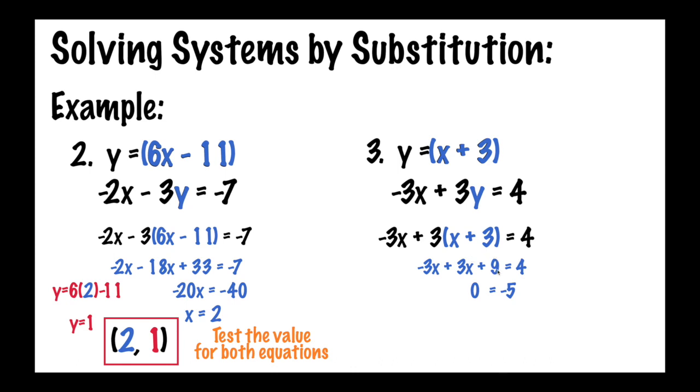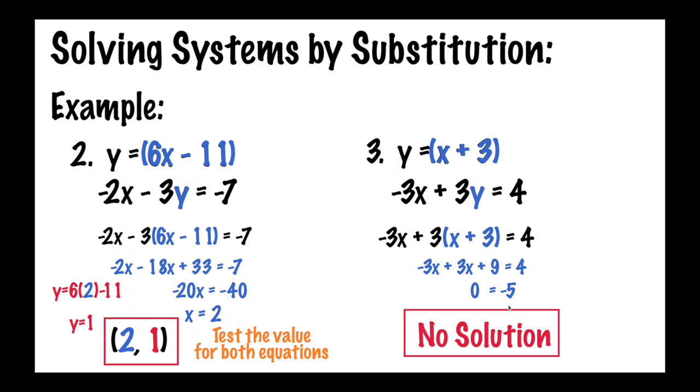either I can leave this as 9 is equal to 4, or if I subtract over that 9, I would get 0 is equal to negative 5. I could have even subtracted over this 4 and gotten 5 is equal to 0. Any of those situations would give me something that is not a true statement, therefore it's no solution.